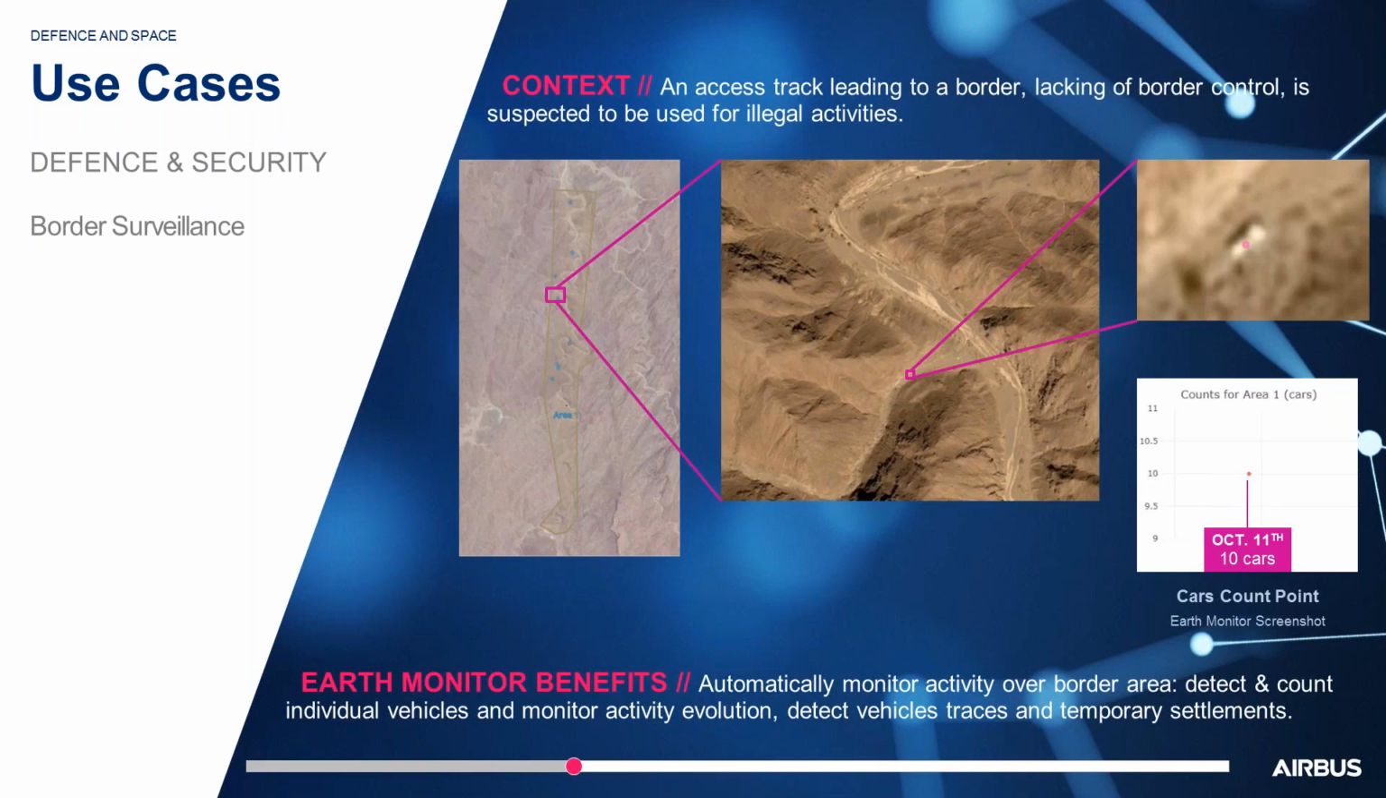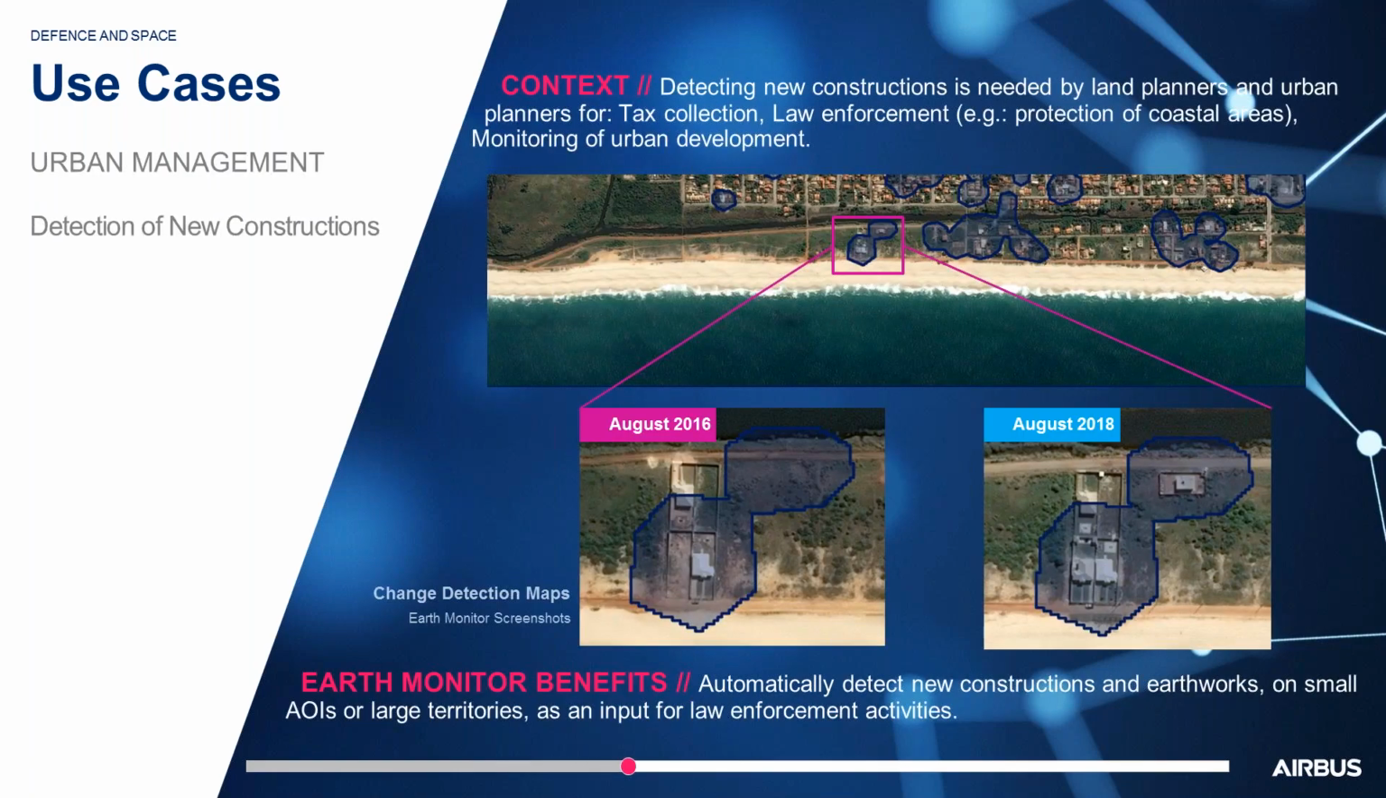The third very interesting use case is for urban management to detect new construction. So here we have a very good area near the sea. And if I want to detect new construction, for example, to feed my land planners or urban planners, for tax collection, law enforcement, or to monitor urban development, again, for this case, Earth Monitor is very helpful.